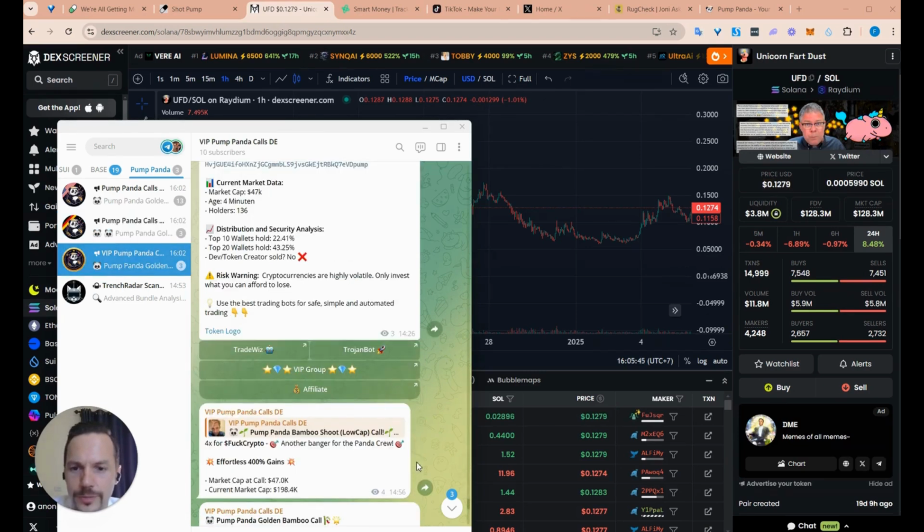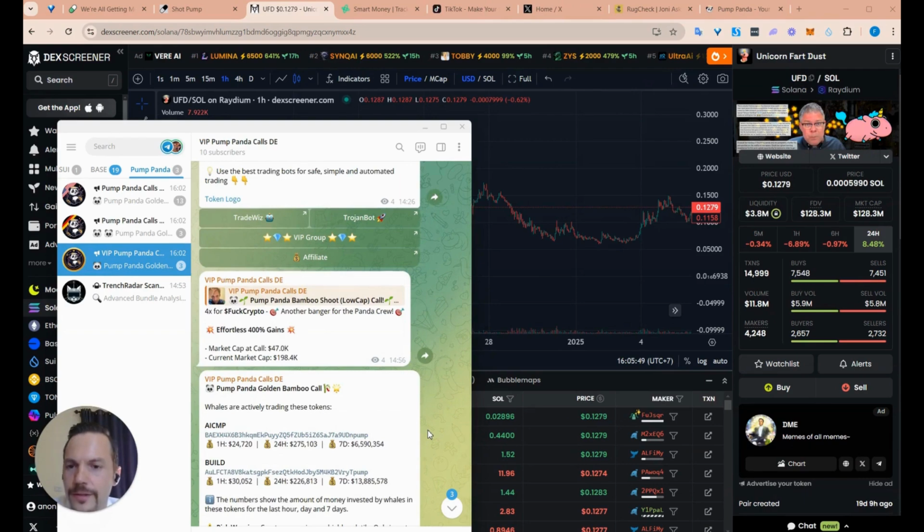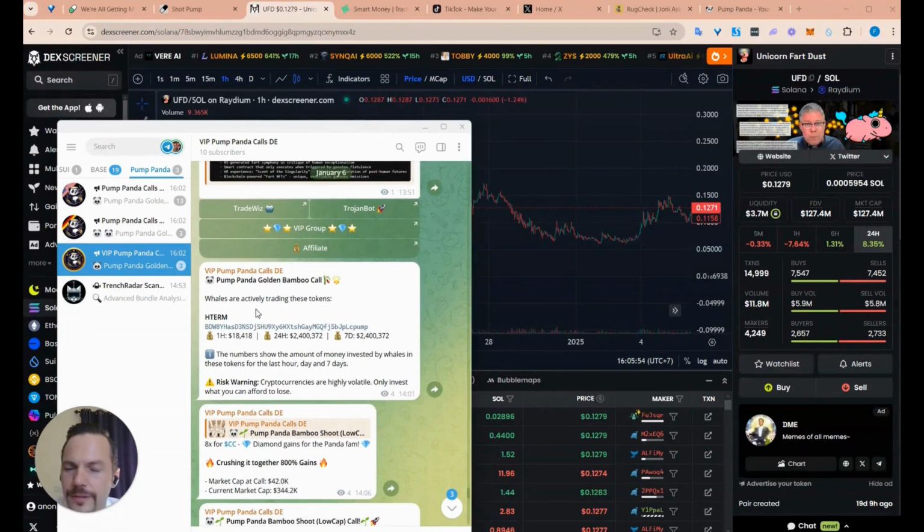Let's go into the VIP group and see the signals. Signals for whale. So the golden bamboo calls are basically the calls that are being actively traded by people with a lot of money. So that means if we get one like this here, that was already 2 hours ago. At the time of recording, this signal came in 2 hours ago.